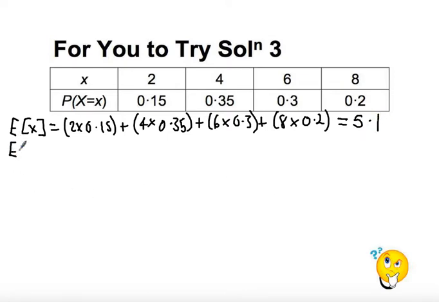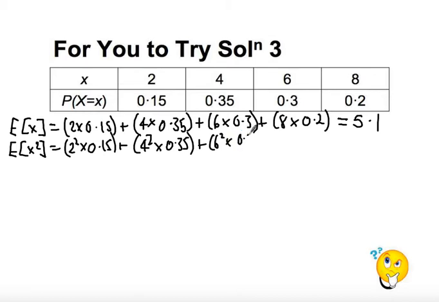Let's do the expectation of x squared. Essentially the same as what we've done before. Now, although it's essentially the same, remember you've still got to show this calculation to get the method marks. So 2 squared times 0.15 plus 4 squared times 0.35 plus 6 squared times 0.3 plus 8 squared times 0.2. Now if we work through all of this, enter it in your calculator in one go and then just state the expectation of x squared is 29.4.